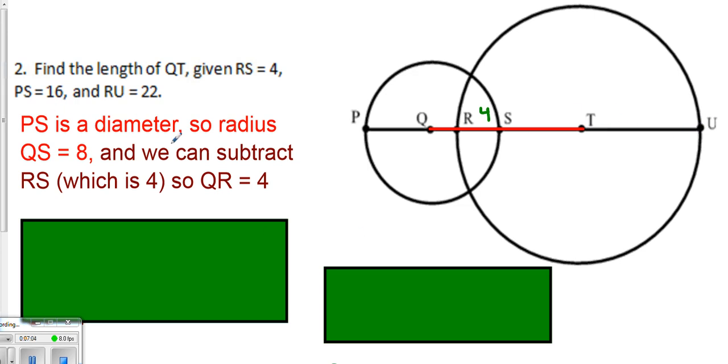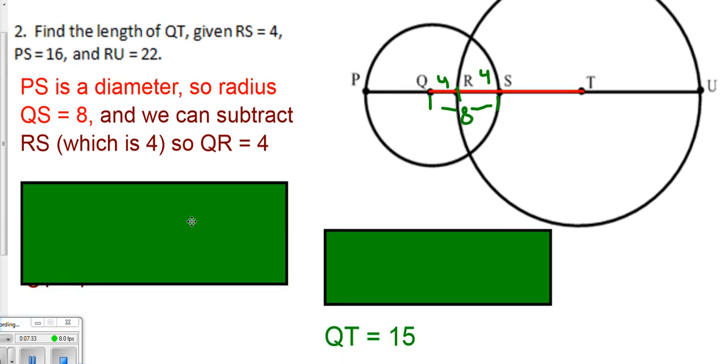Well, since PS is a diameter, that means that the radius, remember, is going to be half of it. So from Q to S, this one is going to be 8. From here to here is 8. If it cuts off right here with this part being 4 and the whole thing being 8, that means QR has to also be 4, because these two have to add up to make 8.